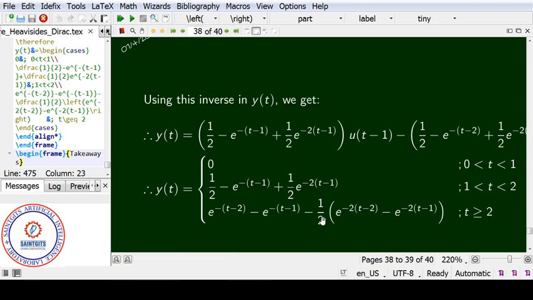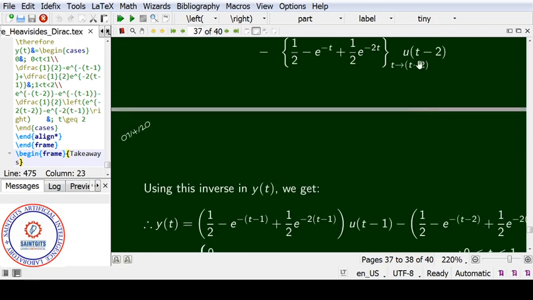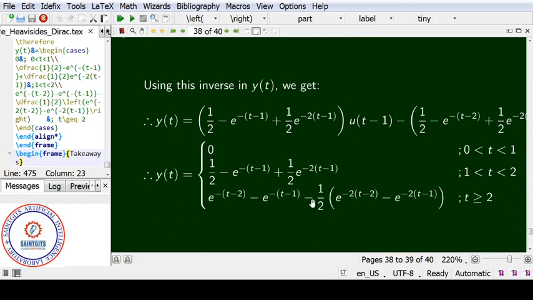Now come to the last. That is t is greater than or equal to 2. When t is greater than or equal to 2, t minus 1 positive. So u of t minus 1 is 1. So we got this expression. And also t is greater than 2 means this t minus 2 is also positive. So u of positive value gives 1. So we got this term also. That means both the terms will come into role, first term and second term. When we add these two terms, what happened?